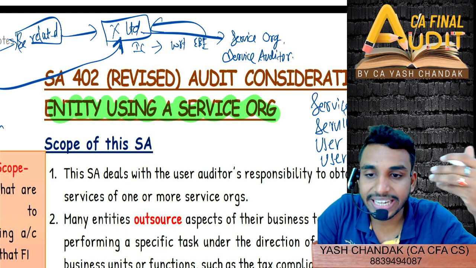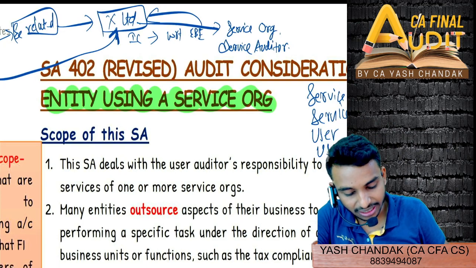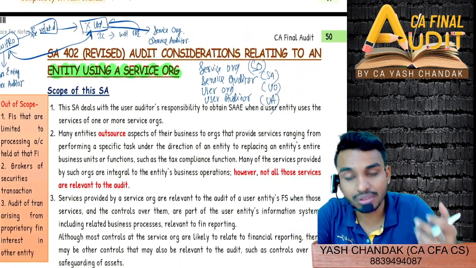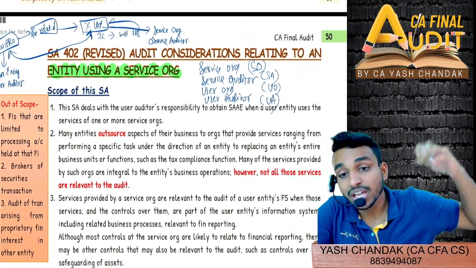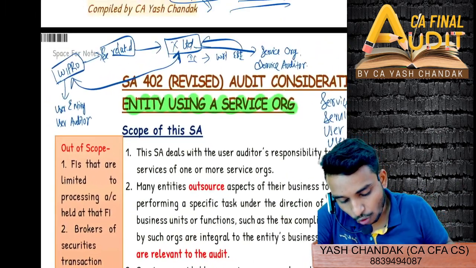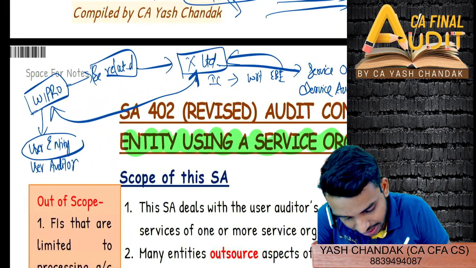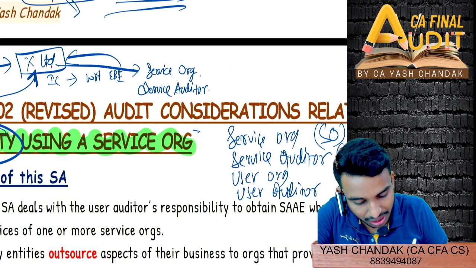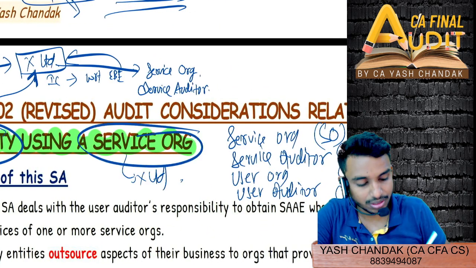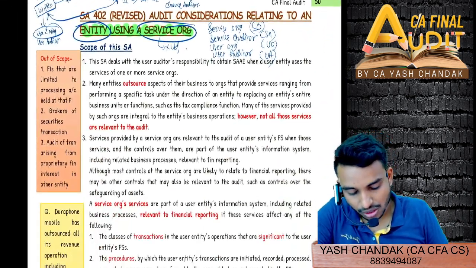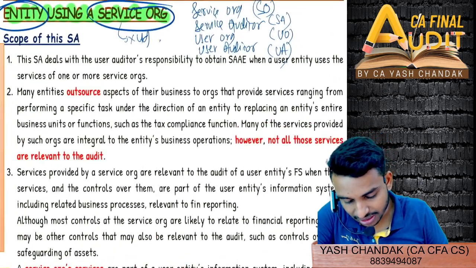Everyone got what we are heading towards? What are we trying to get in this standard, SA 402? Audit consideration relating to an entity using a service organization. So, what all considerations you need to consider in the user entity when it's using a service organization, X Limited? Getting this? So scope, let's see what is covered in the scope.